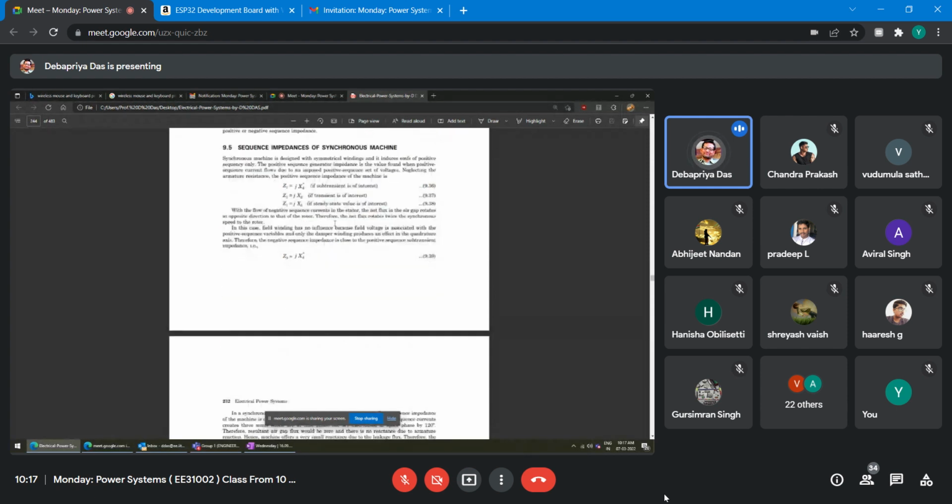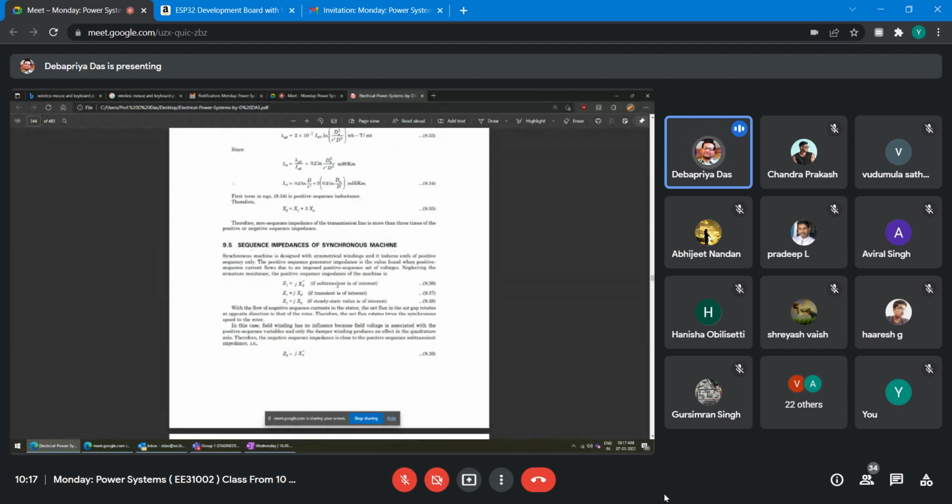Now, sequence impedance of synchronous machine. In this case, details are beyond the scope for this course, but in PG level it is there. Generally, your synchronous machine is designed with symmetrical windings, right? Because all the phases are 120 degrees apart, it induces EMF of positive sequence only. There is no negative sequence voltage for synchronous machine. The positive sequence generator impedance is the value found when positive sequence current flows due to an imposed positive sequence set of voltages. You neglect the armature resistance.